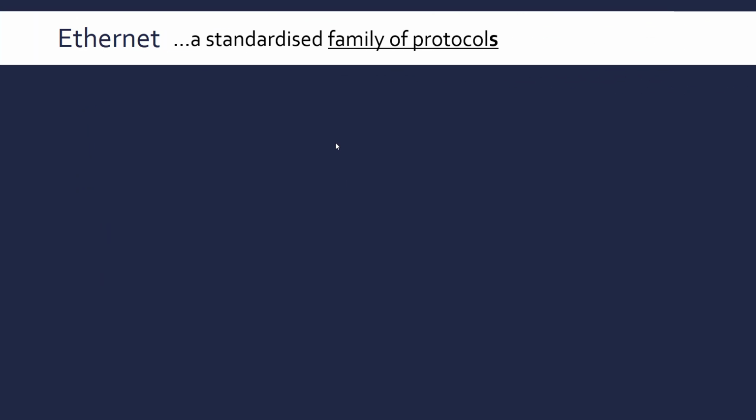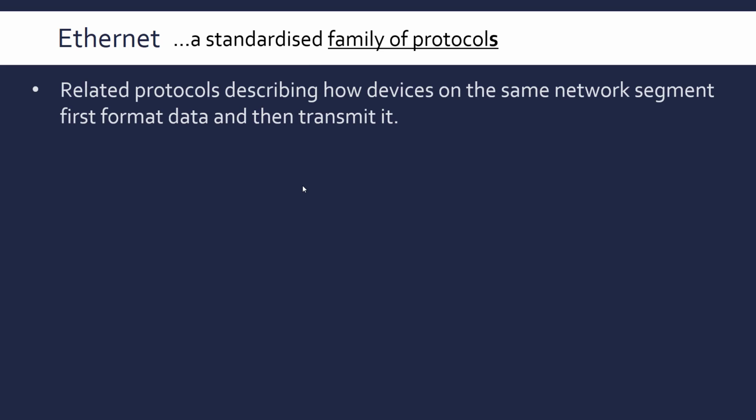And this is not just one protocol, this is a family of protocols, so hence the plural at the end here. And it's standardized, so it's a worldwide agreed standard that all the protocols in this family operate in the same way. And these related protocols describe how devices on the same network segment first format data, so put it in the correct format, and then actually transmit it. It's on the same network segment, you would have used Ethernet cables. It's a local kind of connection.